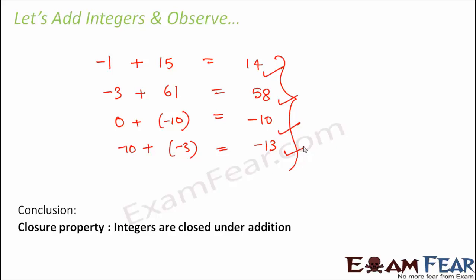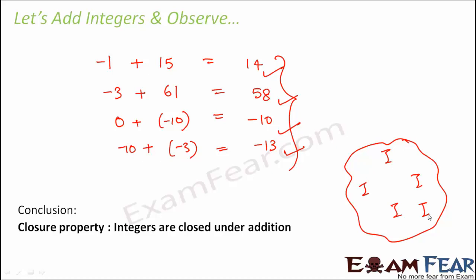Closure comes from the word closed. That means integers are closed. Integers have a house of their own where only the integers reside. All the integers live inside this house, and as far as addition is concerned, integers remain closed within their house. That is, only integers will be involved in addition of integers. So for any two integers a and b, a plus b is always an integer.